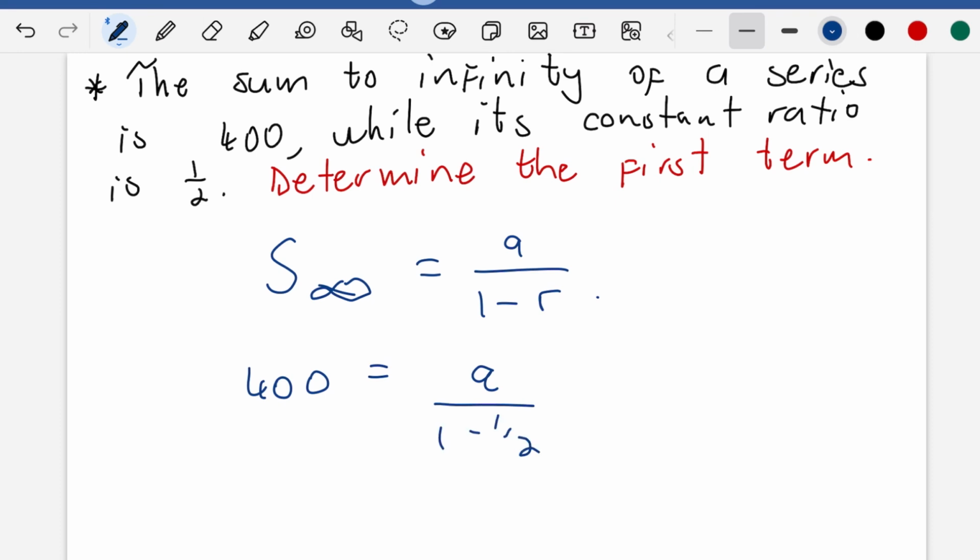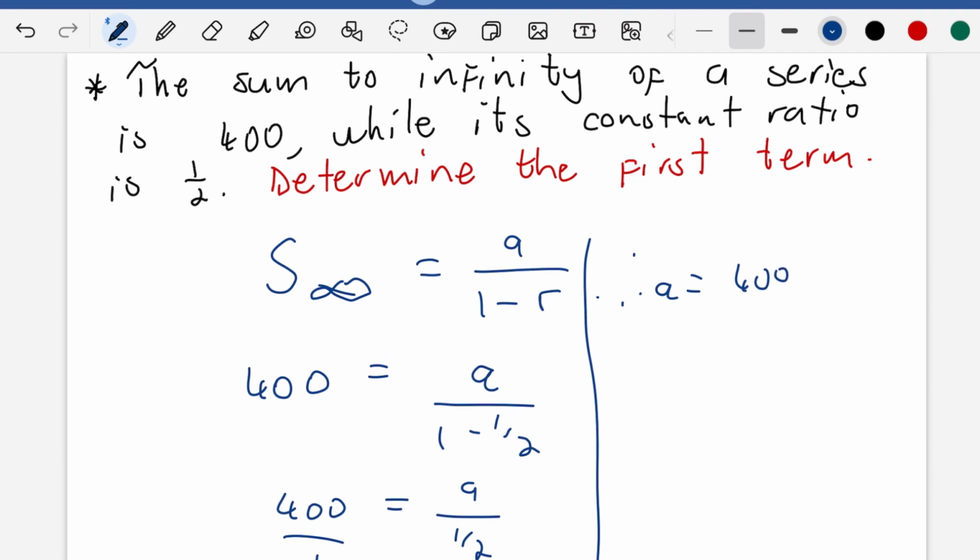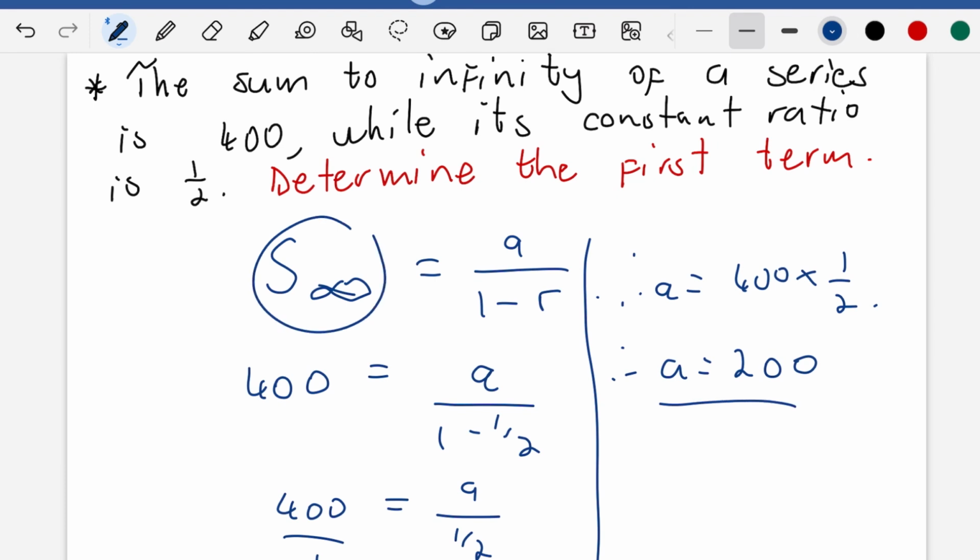So if you cross multiply, so we have here 400 is equal to a over a half. If you cross multiply here, since we have two fractions separated by an equal sign, you would get that therefore a is just 400 times a half, right? Which means that therefore a is 200. So sometimes they could give you the sum to infinity and not give you a, and maybe give you just r and sum to infinity. Or maybe they could give you sum to infinity and a and ask you to find r. Okay.